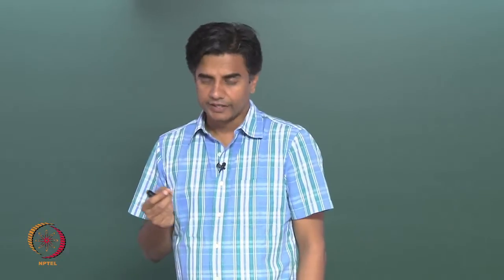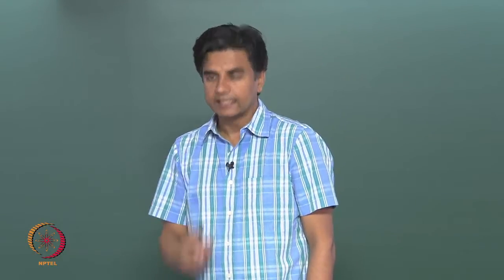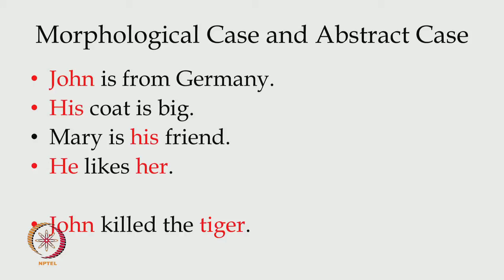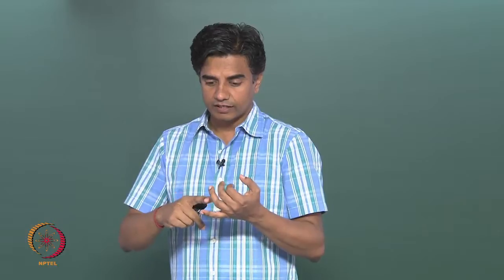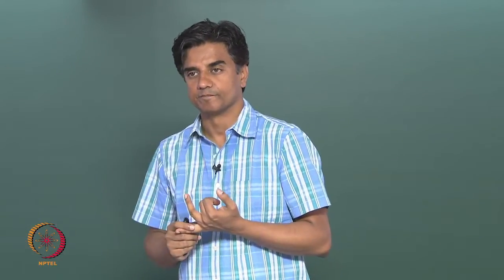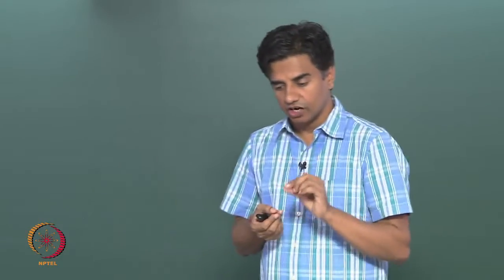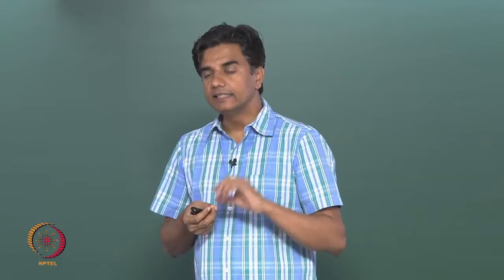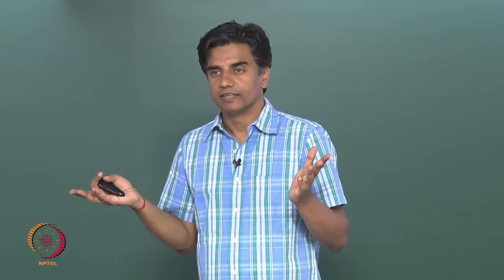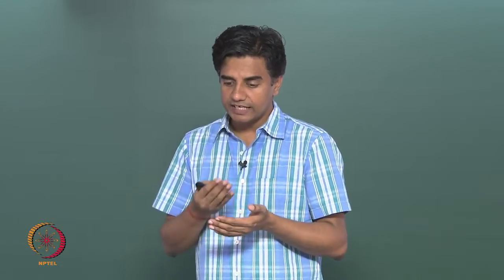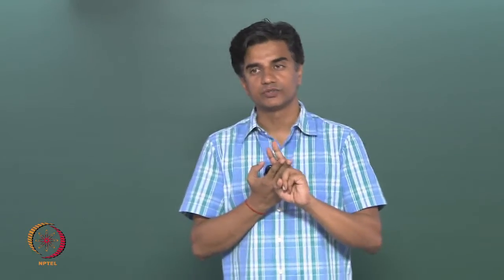That's right. Okay. So in a set of four or five sentences, what I want you to see is there are some NPs which are in nominative case, some NPs in other cases. At the same time, these are the examples of morphologically case marked NPs as well as NPs with abstract cases, such as NPs like John, Mary, and he. These three NPs have abstract cases on them. That is, we don't see any change on them. However, when you see his and her, these are morphologically case marked NPs. Is this distinction clear to you?